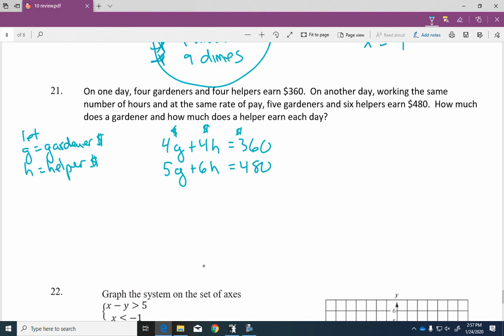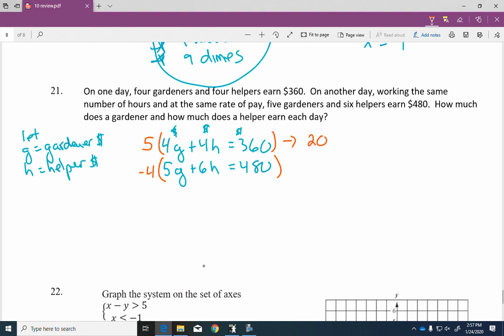But remember, to solve a system, we can do substitution or elimination, and this one is set up for elimination because the G's are lined up, the H's are lined up, the equal signs are lined up, the totals are lined up. I just don't have opposites. So we learned that you can multiply your equations. I feel like eliminating my G. So if I multiply the top by 5 and the bottom by -4, my G's will get eliminated.